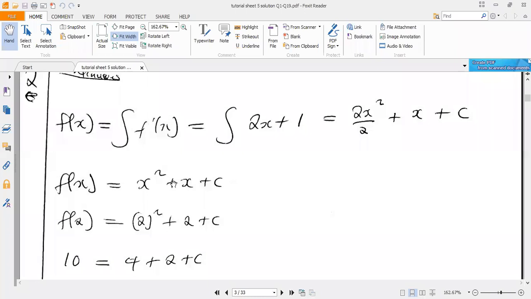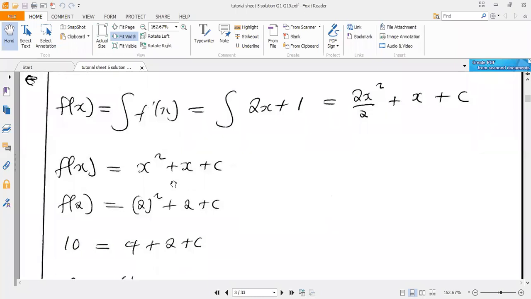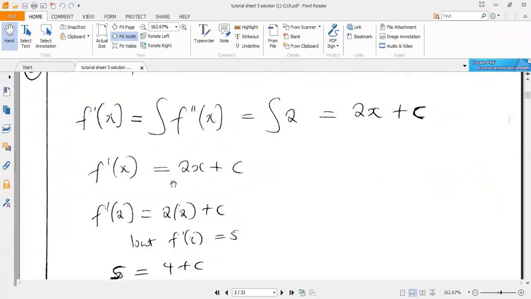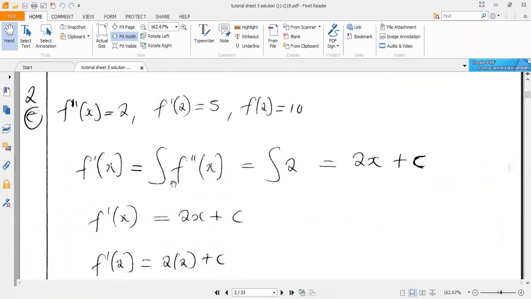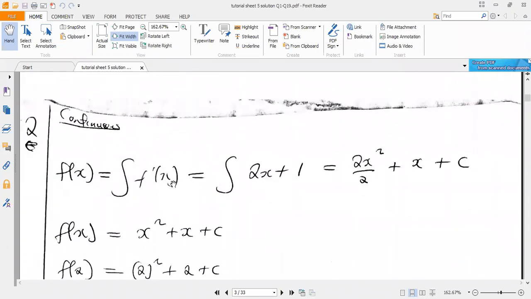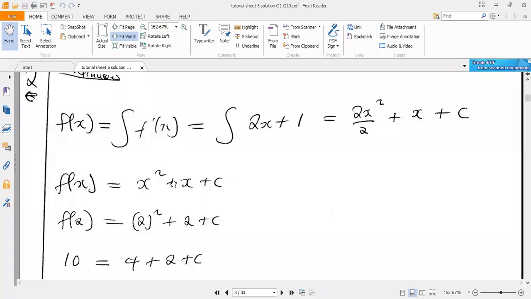f of x is equal to x squared plus x plus c. But again, we were given earlier on, let's just go back on top. We were given that f of 2 is equal to 10. So since we found f of x, we can replace where there is x with a 2, and then equate it to 10.